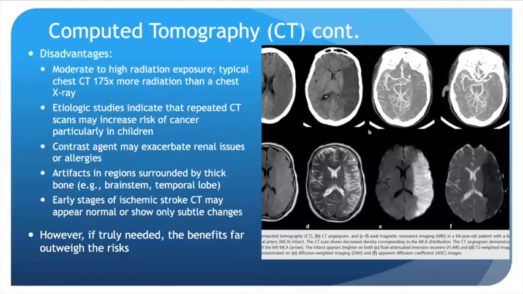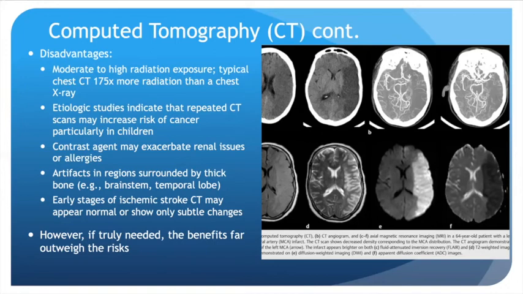Disadvantages of CT: there's moderate to high radiation exposure associated with it. A typical chest CT might expose one to about 175 times more radiation than a typical chest X-ray. Etiologic studies have indicated that repeated CT scans can increase the risk of cancer, particularly in children.